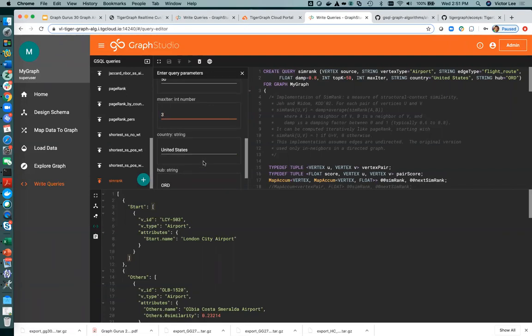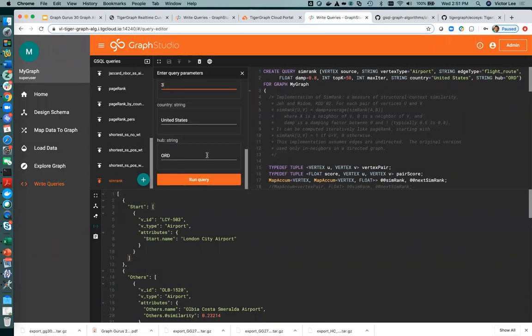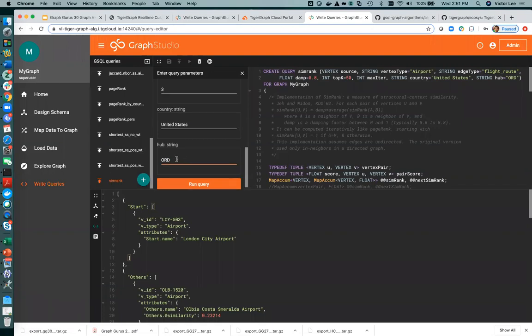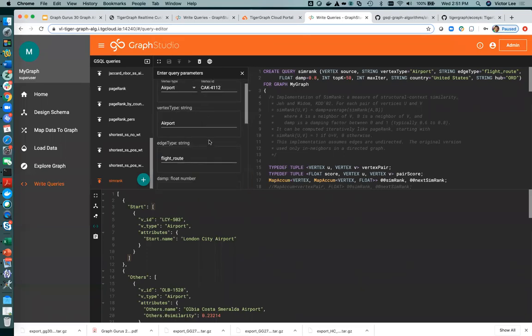The reason why I said this is a more expensive algorithm is that I tried running it on the whole graph and it was taking too long. So I did a couple of things. I'm looking only in the United States. In fact, I'm also only looking at airports that directly connect to Chicago O'Hare. And so what I'm trying to do is, among all these airports which connect directly to O'Hare, which one is structurally the most similar to Canton Akron Airport?